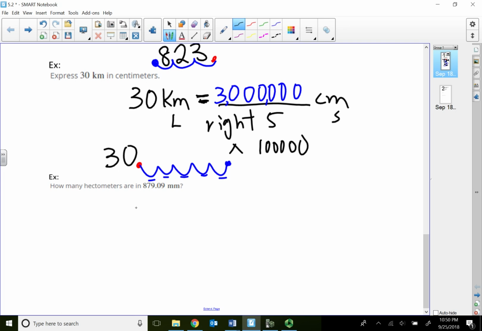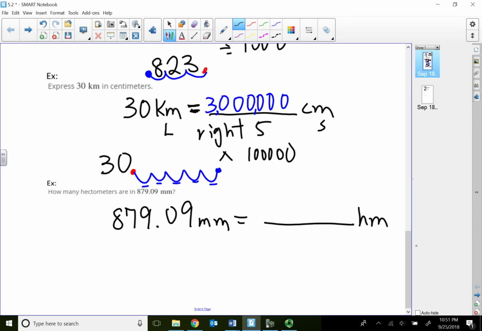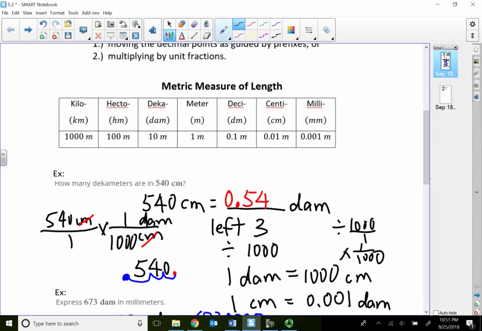All right, one last one. How many hectometers are in 879.09 millimeters? So that's H. Let me see, can't remember. Make sure HM, hectometers. All right, so to go from milli to hectometer. Milli again all the way to the right. Need to go to hectometer. So that's 1, 2, 3, 4, 5. 5 places to the left.